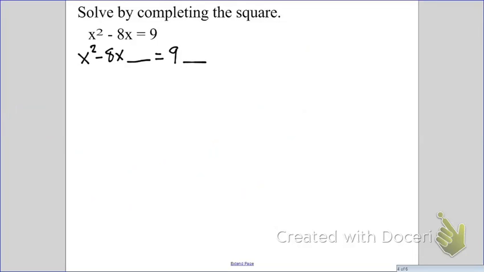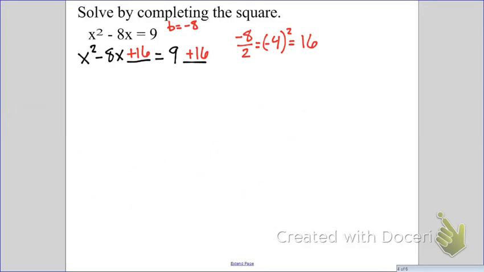You do have to complete the square for this problem. So make sure you realize that in this problem, b is equal to not 8, but negative 8. So we're going to take negative 8, divide by 2, get negative 4. Then we're going to square it, and we get positive 16. Since it's a positive 16, I'm going to add 16 to both sides.